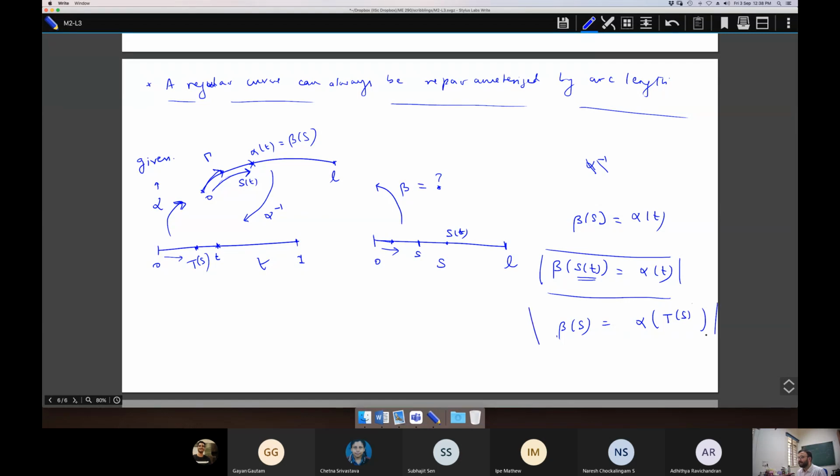These two are identical statements. This is saying that if you start from the t-axis, you will reach the point alpha of t. You can also reach it by going to the corresponding point on the x-axis and mapping it with beta. Or if you start from the s-axis, you map it with beta, you will reach beta of s. Or you go to the corresponding point on the t-axis, which will be capital T of s, that is the inverse, and map it with alpha.